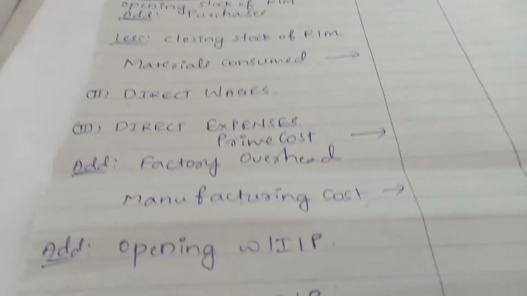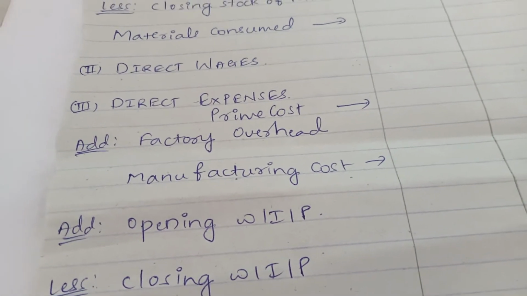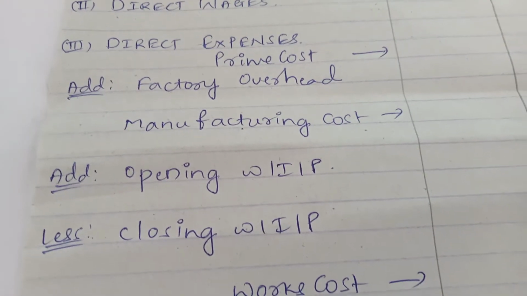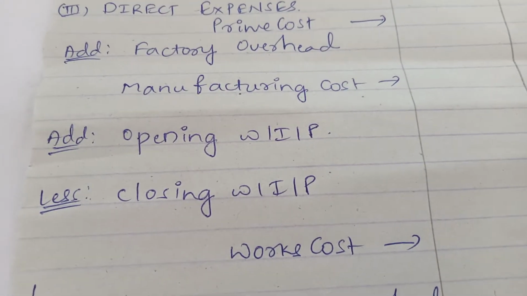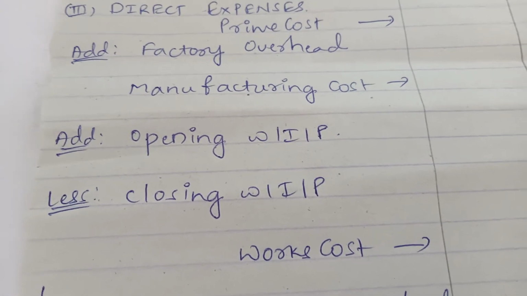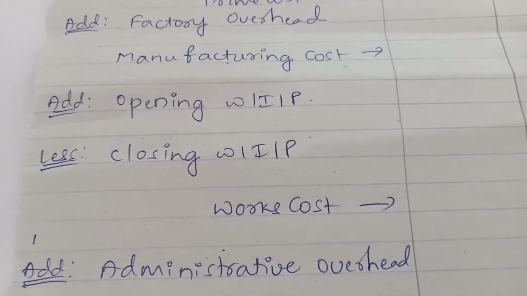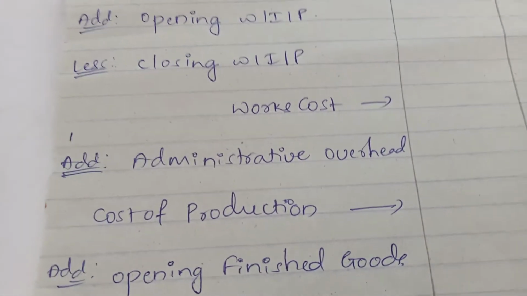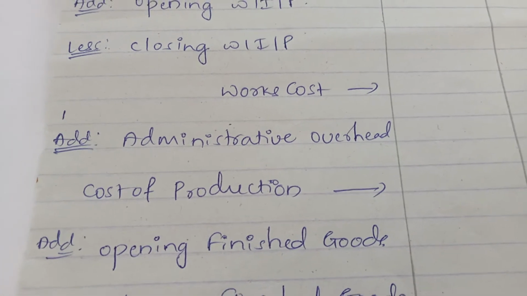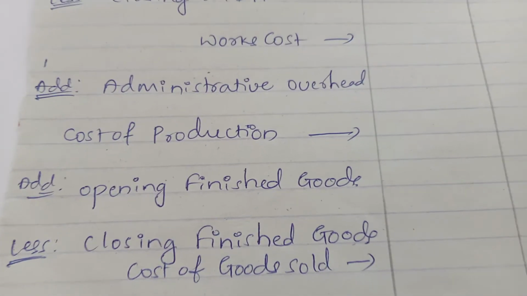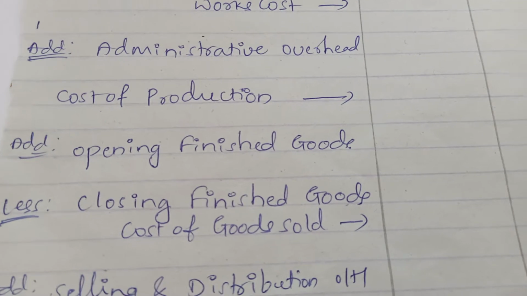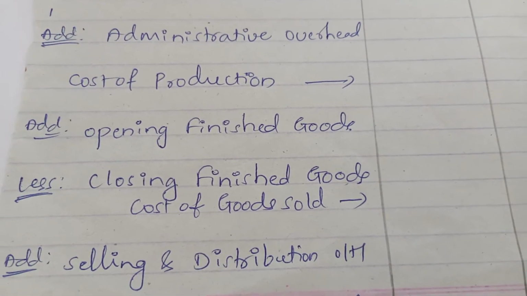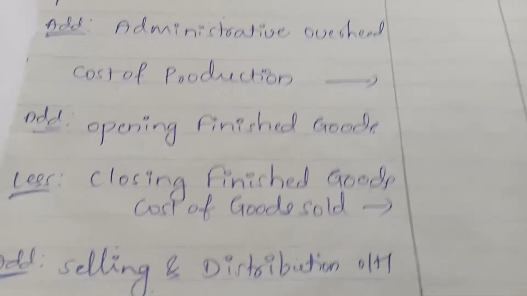And thereafter add factory overhead. When we add the factory overhead, we will get manufacturing cost. To that manufacturing cost we add the opening WIP, work in progress, less closing work in progress, that gives us works cost, and later add administrative overhead. After adding the administration overhead you will get the cost of production. To that cost of production we add the opening finished goods, deduct the closing finished goods, and we get the COGS, which means cost of goods sold.